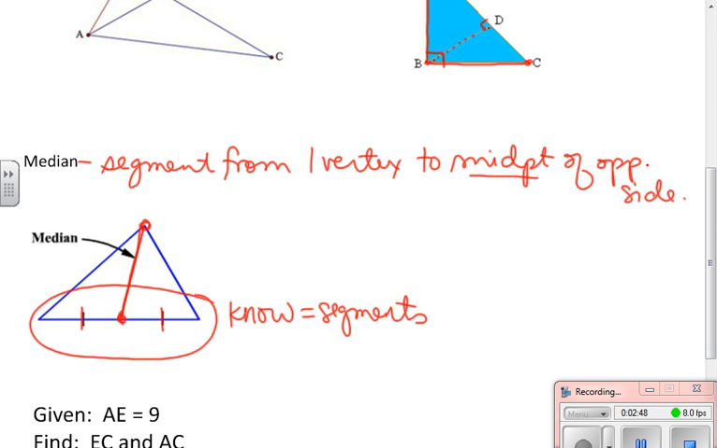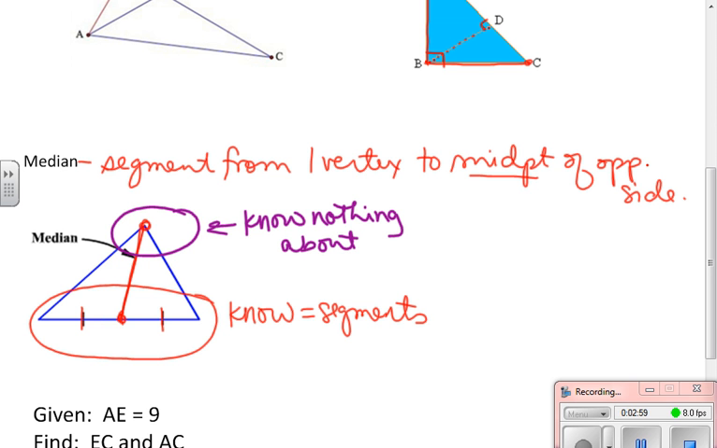However, you know nothing about the angle. You don't know that it's bisected, you don't know that it's 1/3, you know nothing about that relationship. So you can't overgeneralize. You have to just go on what's given.